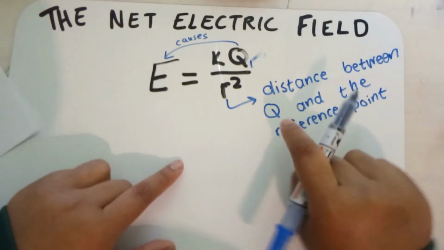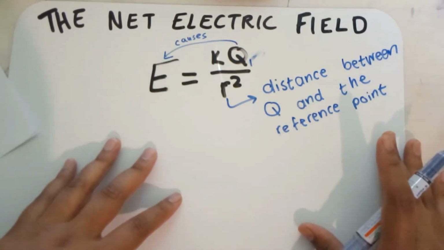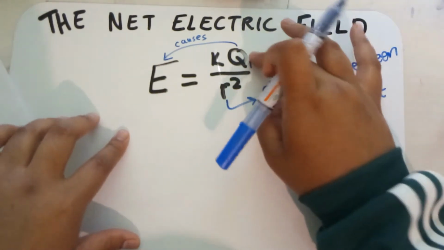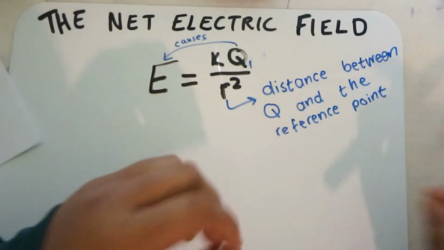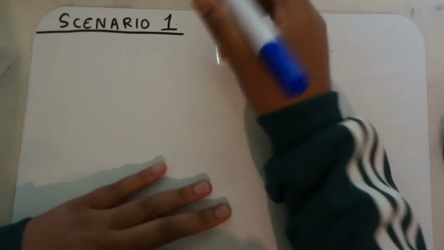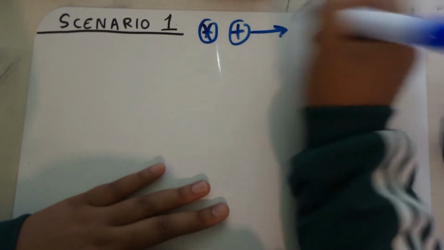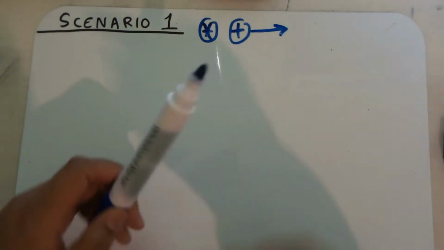So let's tackle this meaning here, the reference point, because a lot of questions will ask you to calculate the net electric field that is experienced at a certain point. Like all vector equations or problems dealing with vectors, you have to establish a positive direction. So for the sake of this video, for all our problems in this video, let's have right as positive. Okay, so that's going to be our reference frame.